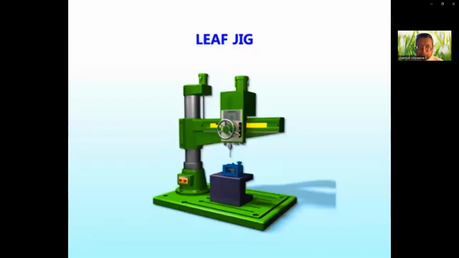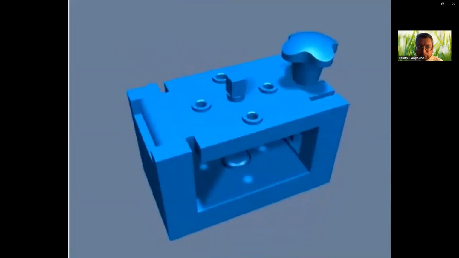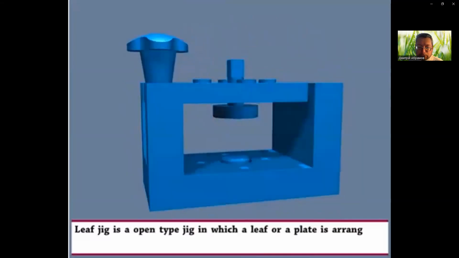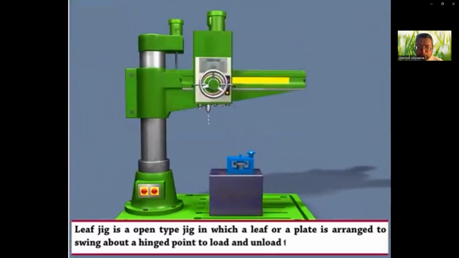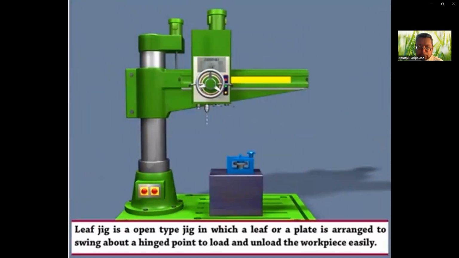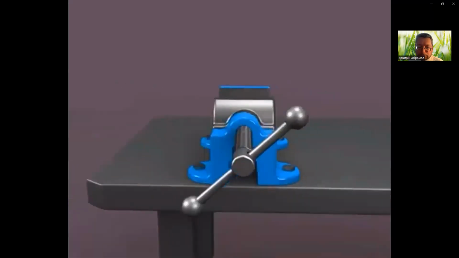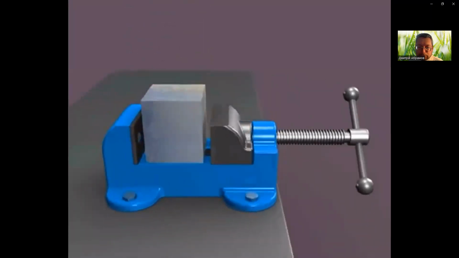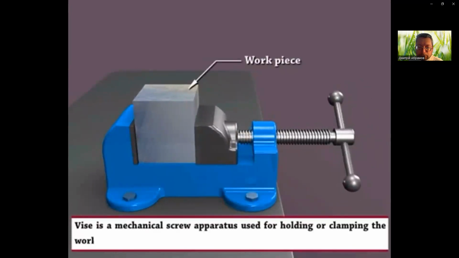Leaf jig. Let us see the 3D model of the leaf jig. A leaf jig is an open type jig in which a leaf or a plate is arranged to swing about a hinged point to load and unload the workpiece easily. Vise. Let us see a 3D model of a vise. A vise is a mechanical screw apparatus used for holding or clamping the workpiece.